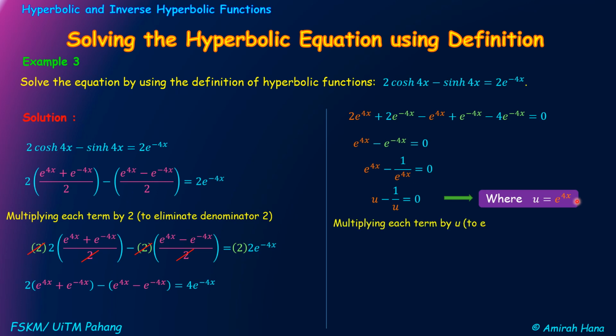After that, to eliminate denominator u, we need to multiply each term by u. We have 3 terms, 1, 2, 3. So we multiply each term by u. So we can simplify this denominator. After we simplify, we get u squared minus 1 equals to 0. Then we can factorize. u plus 1 times u minus 1 equals to 0.